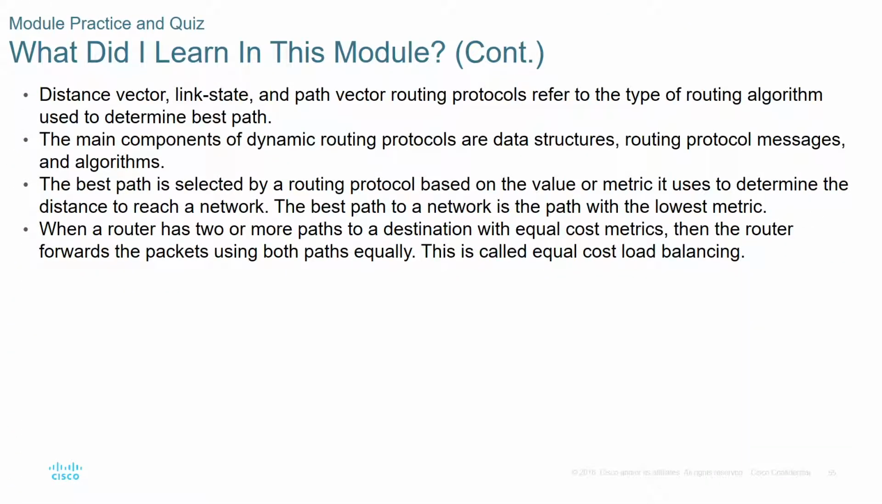Distance vector, link state, and path vector routing protocols refer to the type of routing algorithm used to determine the best path. The main components of dynamic routing protocols are data structures, routing protocol messages, and algorithms. The best path is selected by a routing protocol based on the value or metric it uses to determine the distance to reach the network. The best path to a network is the path with the lowest metric. When a router has two or more paths to a destination with equal cost metrics, the router forwards the packets using both paths equally. This is called equal cost load balancing.